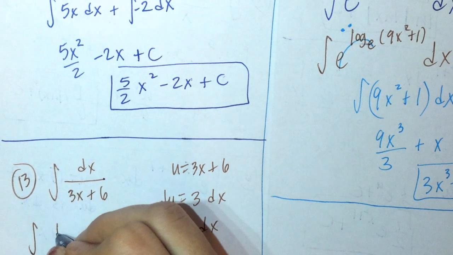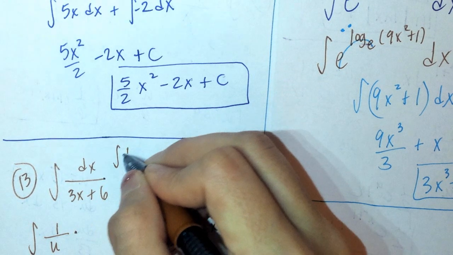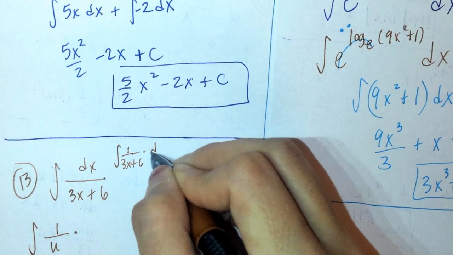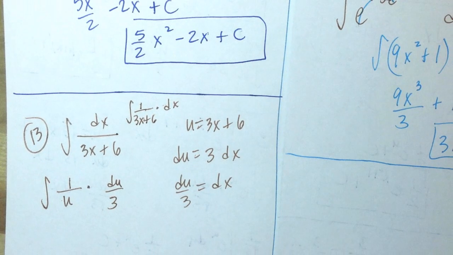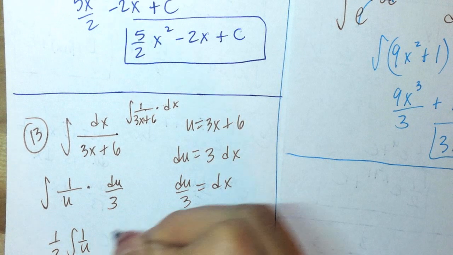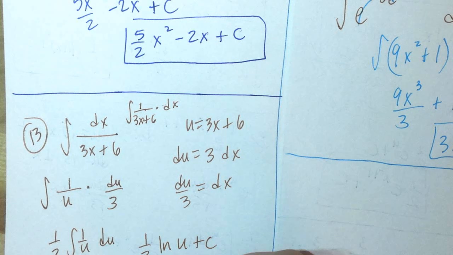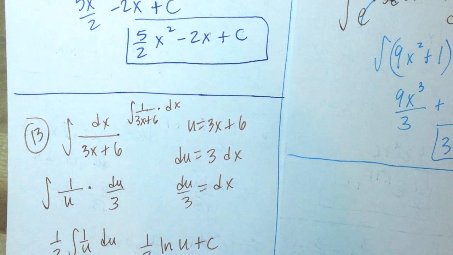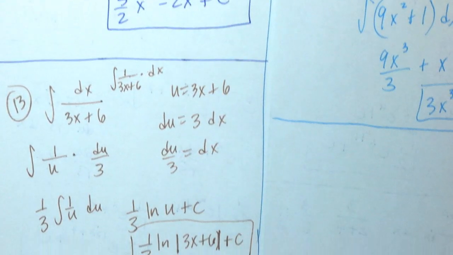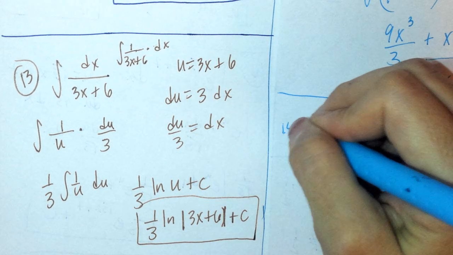So I'm going to write this as like 1 over u, right? Because this is u, and then my dx, right? I just kind of broke it up to be 1 over 3x plus 6 times dx. So 1 over u, and then my dx is du over 3. Did everybody see how I did that? Because that's the same thing as dx in the numerator. And then factor out that 1/3. And the integral of 1 over u is ln of u. And I'll go ahead and plug in my u. Ta-da.